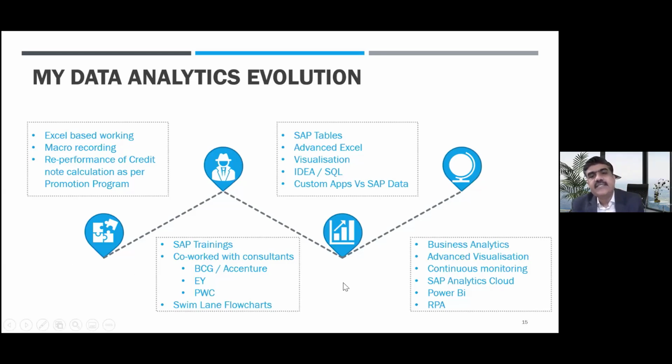This is my data analytics evolution over a period of time. When I started, and these bubbles can be considered as, my first job was in JK Tires, then DCM Shriram, then HCL, and now in Valvoline. So that's how over a period of time, overall, I've been utilizing initially Excel based. Then I got a lot of exposure to SAP and worked heavily on the SAP tables, IDEA, visualization, custom apps versus SAP data. And now we tried RPA, we are doing our Power BI, SAP Analytics, continuous control monitoring, advanced visualization, and business analytics.